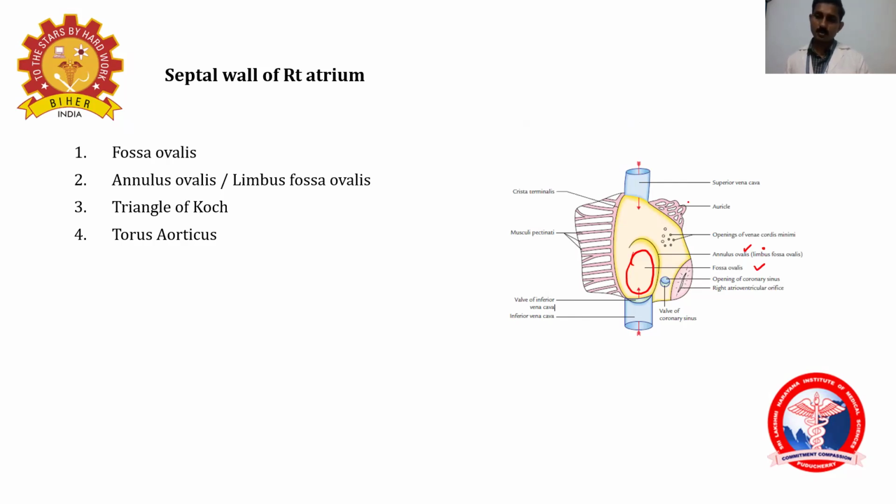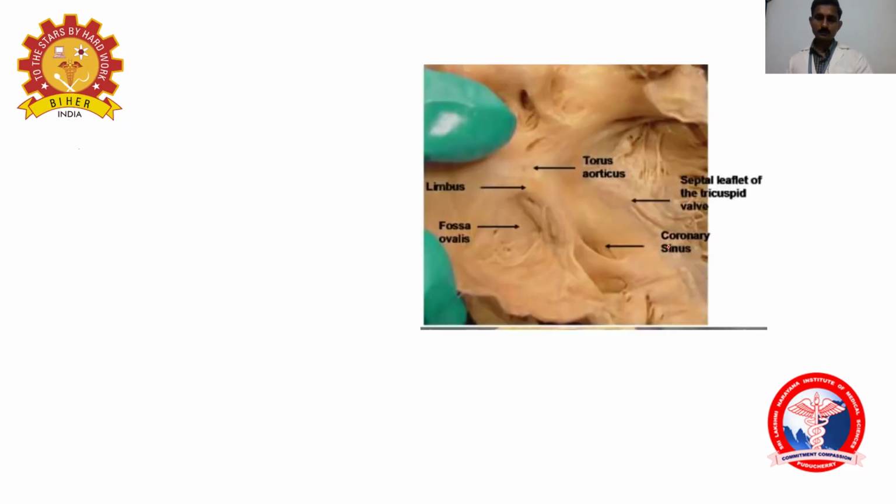And what is triangle of Koch? Triangle of Koch is an area which will be present here. So that is called triangle of Koch. This is the area where we have the AV node, atrioventricular node, and we also have torus aorticus. We'll see one by one. Now first we are going to see the, so this is septal wall, fossa ovalis.